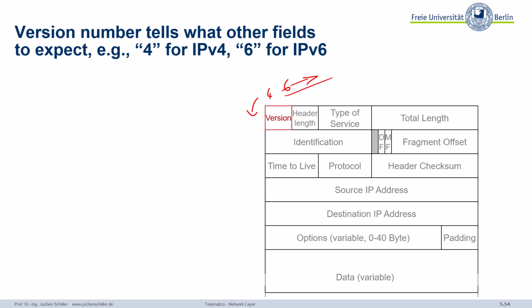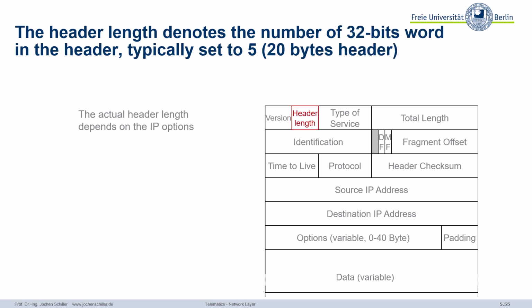So it starts with the version number, and the next one is then the header length, and the header length is typically set to 5, so this means 20 bytes of a header, because we count the 32-bit words. So the header length depends on the IP options, as we'll see. The options, they have a variable length. Options, they are a bit problematic. I will come back to this. So that was the classical start of an IP packet.